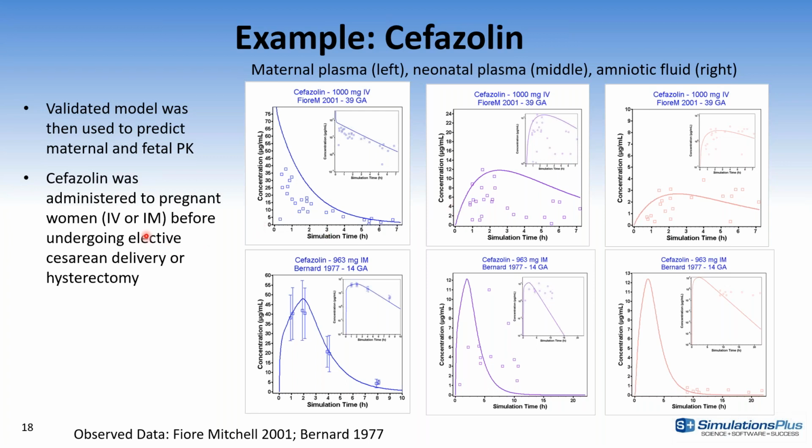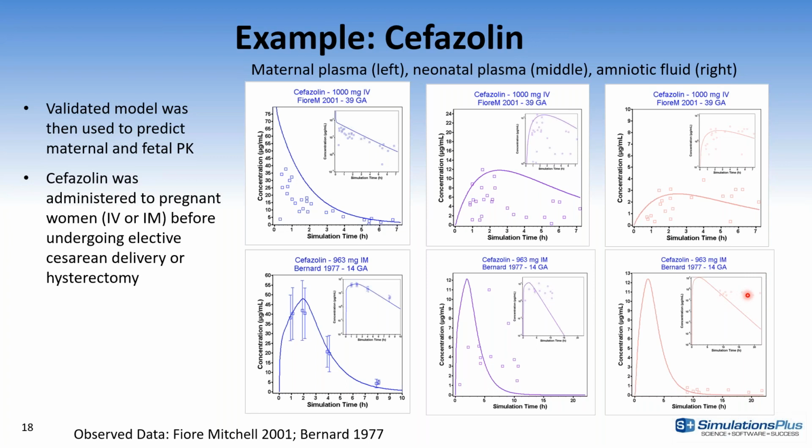The second study was an intramuscular injection, and this was before undergoing hysterectomy. It was only in pregnant women, and it was on average only about 14 weeks of gestation. The maternal PK was captured very nicely. We start seeing a little bit of mismatch here on the fetus PK, and we do have a mismatch here on the amniotic fluid concentrations.